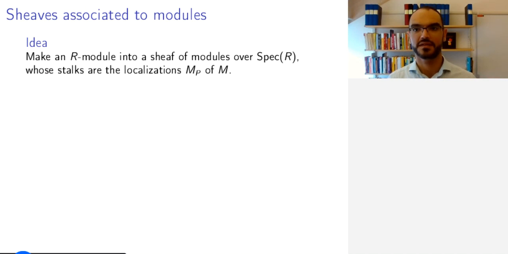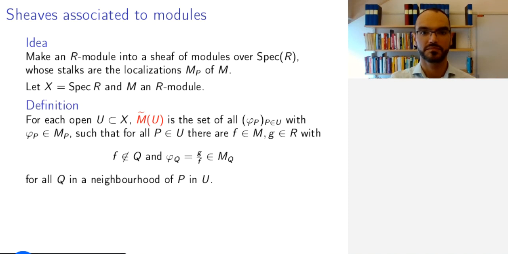So now let's start our enterprise to define a sheaf starting with a module. So we want to make an R module, M, into a sheaf of modules over Spec R, where the stalks of this sheaf are the localizations of M at the points. And remember, the points of Spec R are precisely the prime ideals of R. So we let X be the affine scheme Spec R and take an R module M. Then we define the sheaf M tilde as follows.